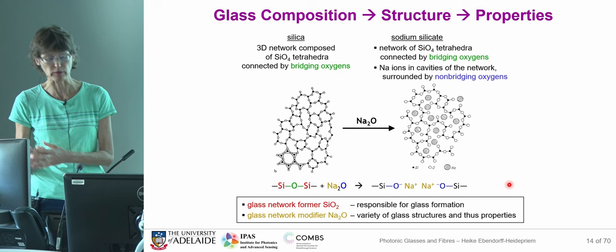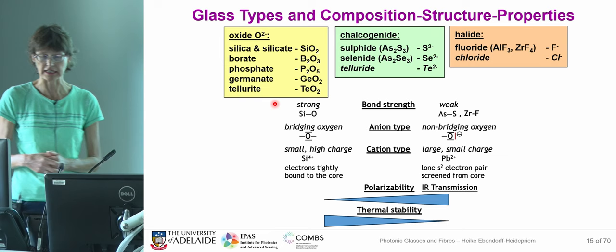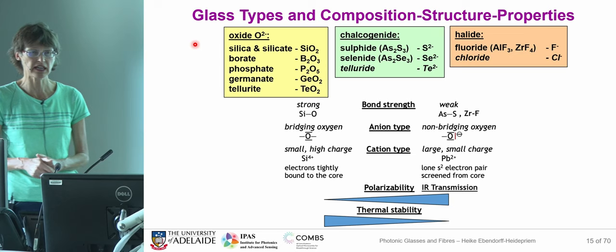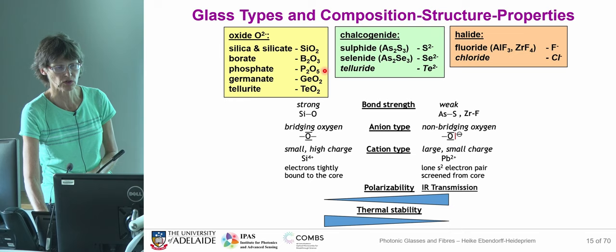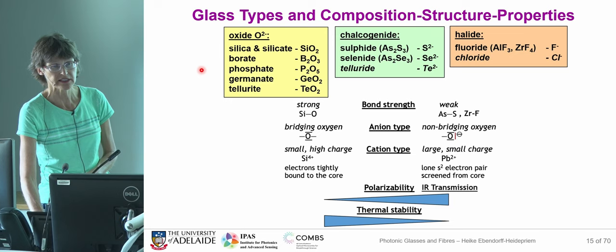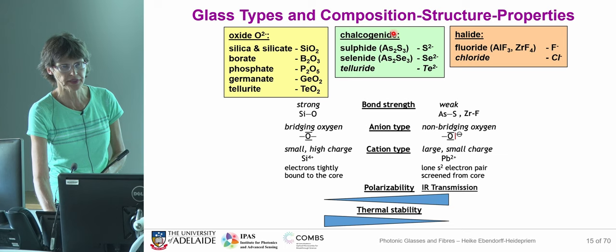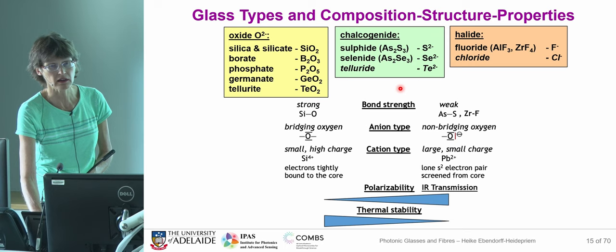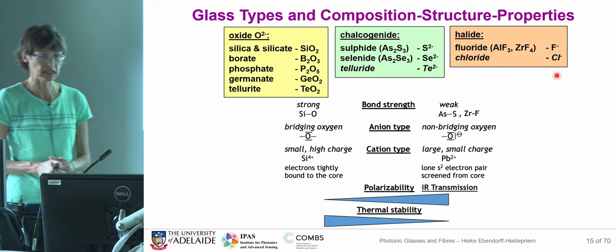And this is shown here on a few examples, but also on the examples of three different glass types. So one glass type are the oxide glasses. As the name says, the network formers are oxides like silicon dioxide, boron oxide, phosphorus oxide, germanium oxide, and tellurium oxide. And these glasses are called silicate, borate, phosphate, germanate, and tellurite. Then there are glasses where not the oxide, but the other chalcogenides, so sulfide, selenide, and telluride, are the anions that form the glass network. And then also halides like fluorides and chlorides can form glasses.